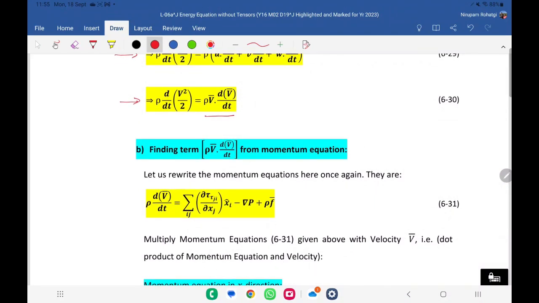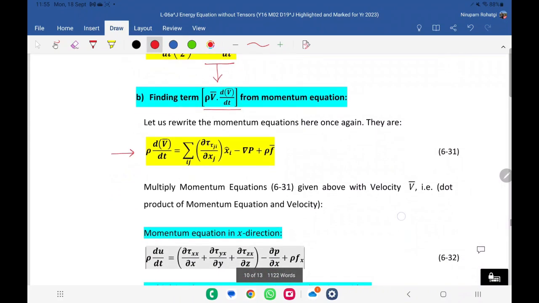Now, we are finding this term from the momentum equation. So we already know this momentum equation. This is all the terms put together, or all three components of the momentum equation put together.